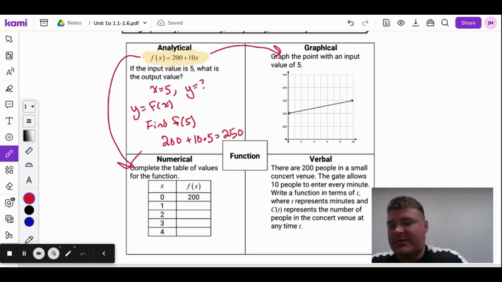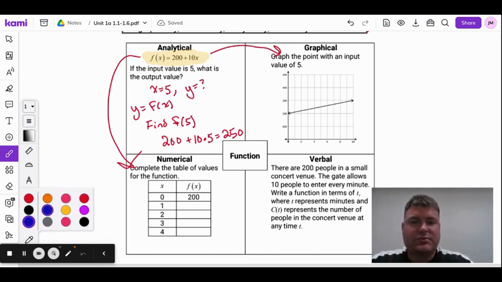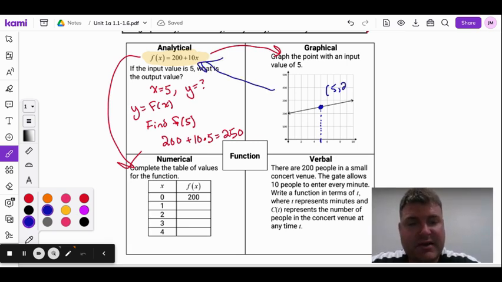For the next one, for graphical here, we're going to graph the point with an input value of 5. So 5 is right here, by the way. If we just look up, we get this point right here. And this is going to be the point 5, comma, again, it relates back to this function over here. It's going to be 5, comma 250. And as you can see, the height, 250.